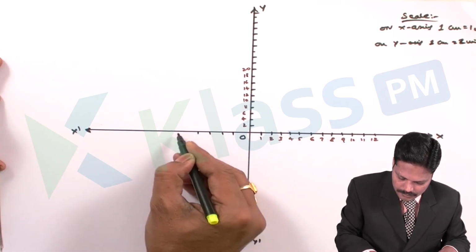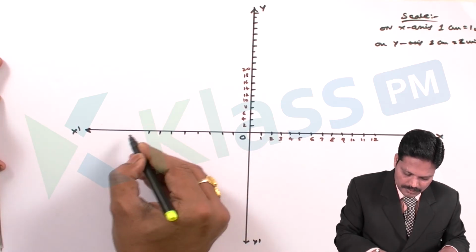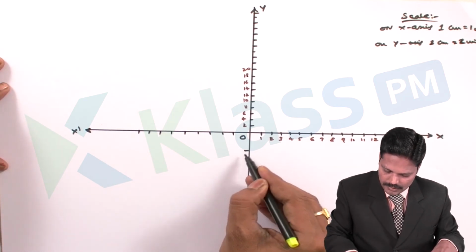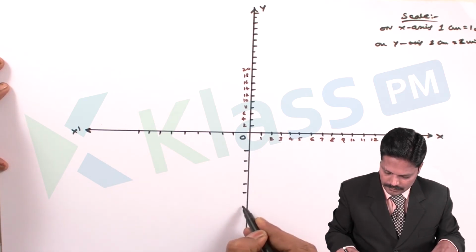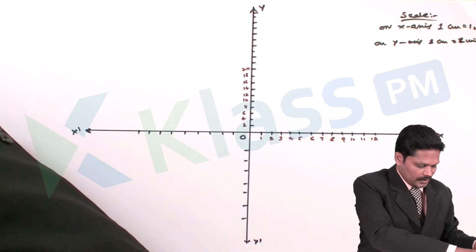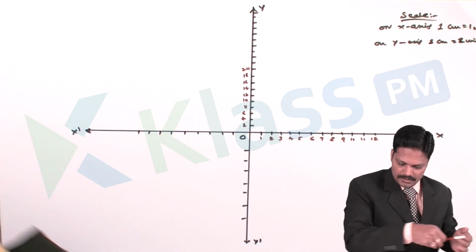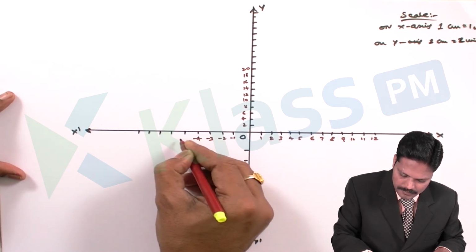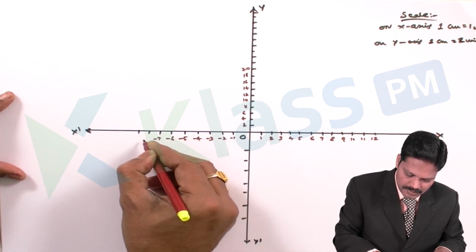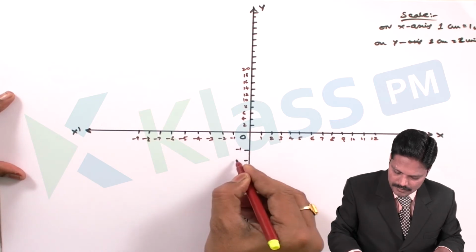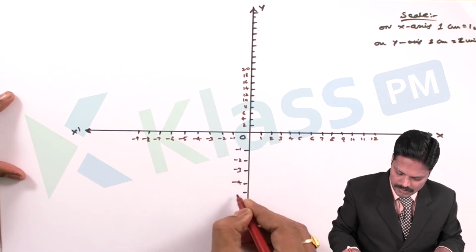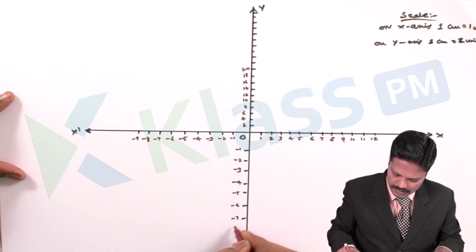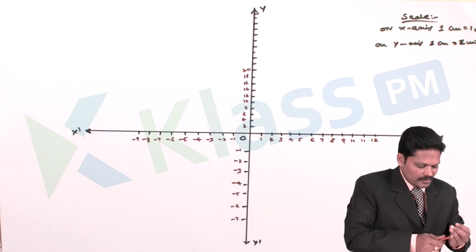2, 3, 4, 5, 6, 7, 8, 9. I'm taking here also 1, 2, 3, 4, 5, 6, 7. Here I'm writing the values in the same manner: minus 1, minus 2, minus 3, minus 4, minus 5, minus 6, minus 7, minus 8, and minus 1, minus 2, minus 3, minus 4, minus 5, minus 6, minus 7. So in this manner we have the values in the graph.